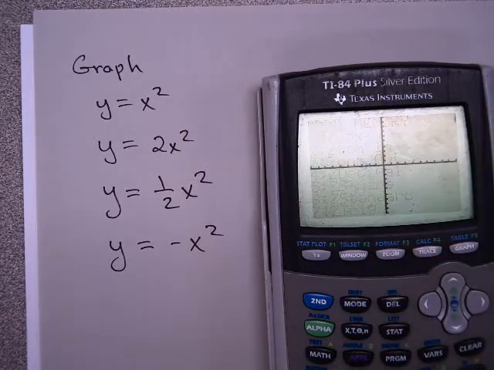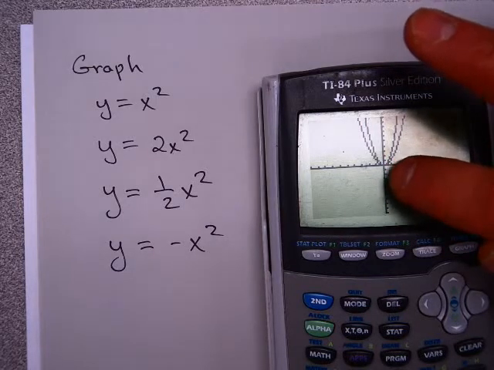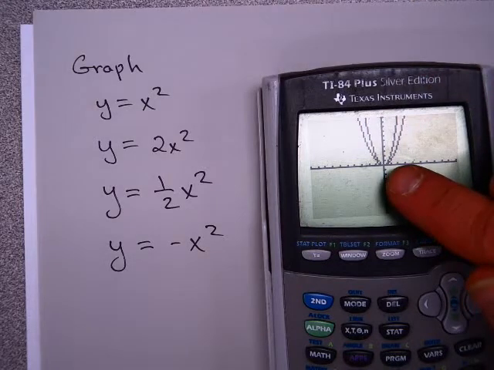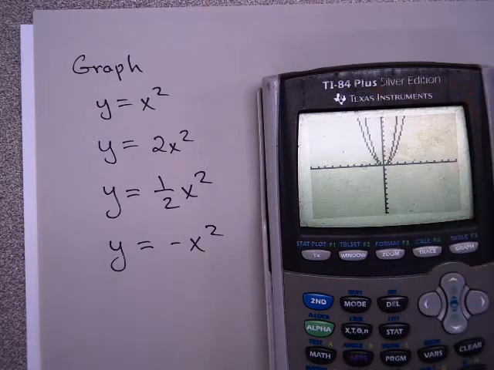And I'll just do a standard window again. There's x squared, 2x squared. If you look at this, the graph didn't move from its position at the origin at all. All it did is go up in a quicker fashion, or we might say steeper. Now it turns out that's steeper by a factor of 2.